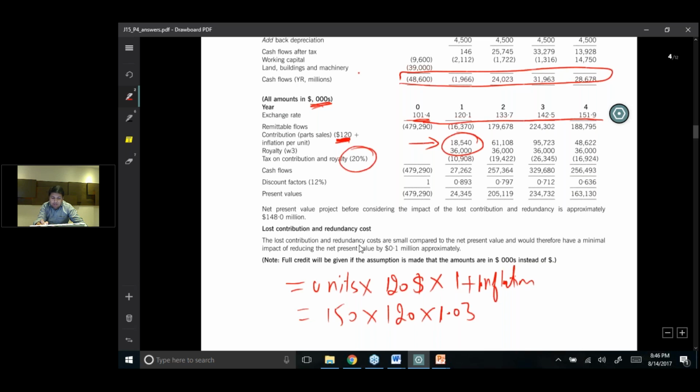Then take the total of all these amounts and discount it with the project specific discount rate of 12%, and the present values are these values. Then take the total of these values, that is equal to 140 million, and it's positive, so you should accept the project. Why have we not deducted the redundancy cost? Because the redundancy cost was very immaterial, nearly equal to 0.1 million. Obviously 0.1 million can be ignored if the answer is 148 million.